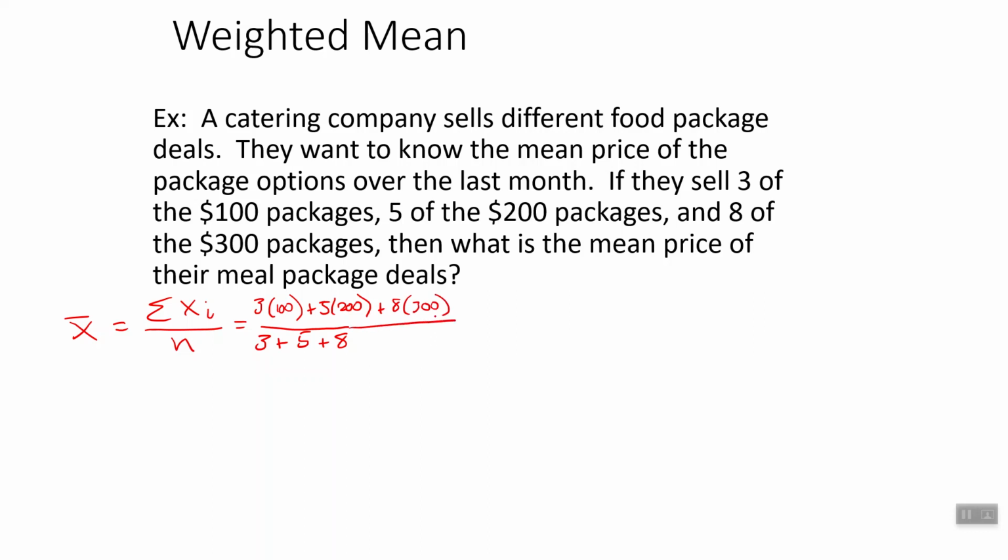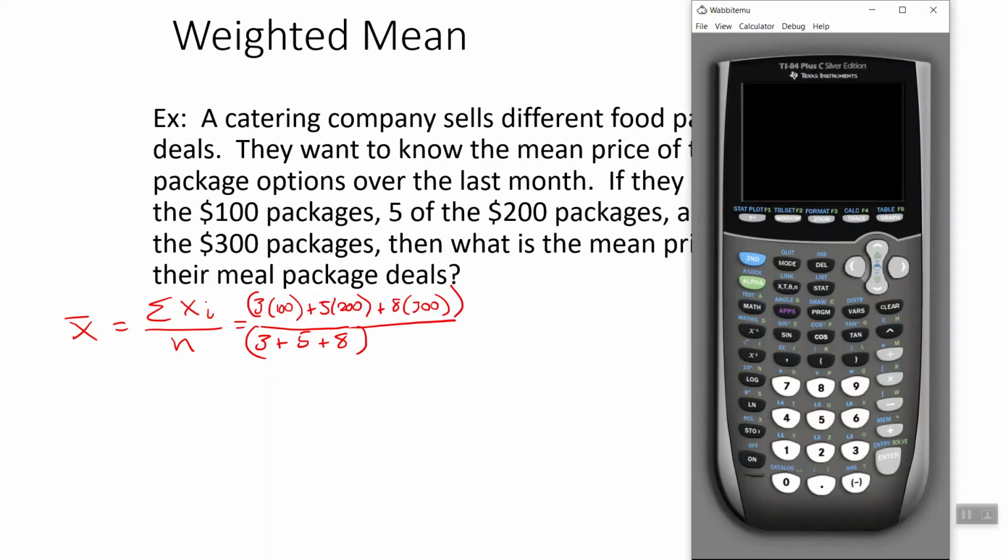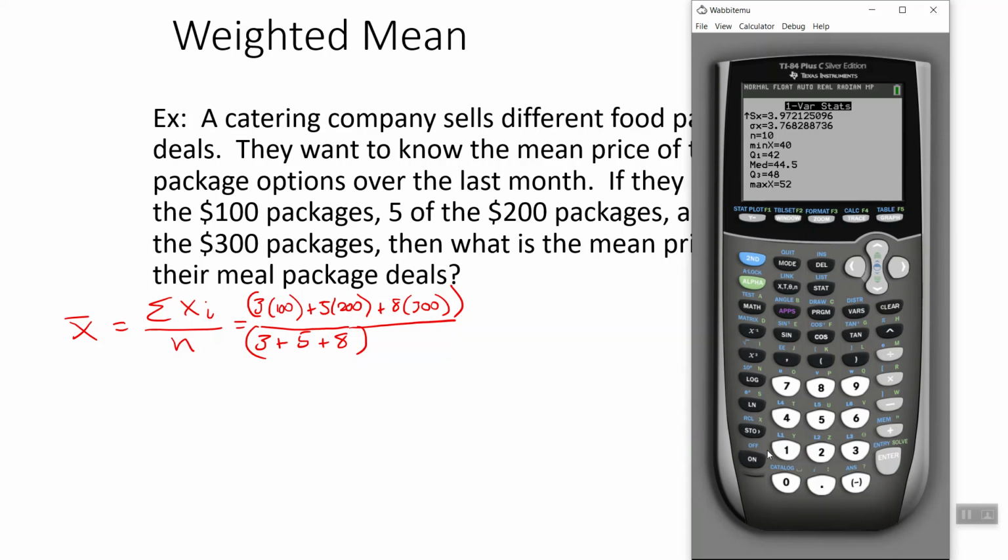So we can just type that all into our calculator. If we're going to do it all at once, make sure to put the whole top in parentheses and the whole bottom in parentheses. Let's see if my calculator's still alive. Oh, missed it. There it is. All right, nope, it's off. So I'll turn it back on. There we go. So on top, we've got 3 times 100, so I'm just going to type 300 plus 5 times 200 is 1,000 plus 8 times 300 is 2,400. So there's our top, and we're divided by 3 plus 5 plus 8. Enter, and there we go.